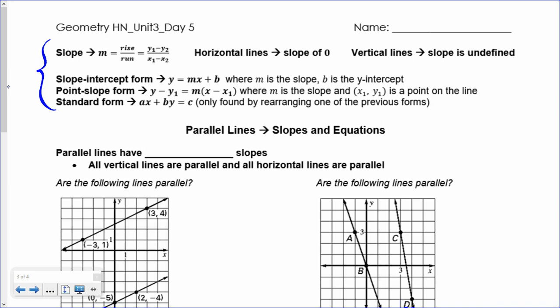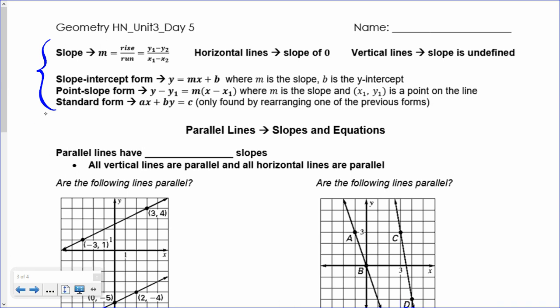Also a reminder, horizontal lines have a slope of 0, and vertical lines have an undefined slope. It doesn't matter what order the points are in as long as it's consistent for both the x's and the y's.